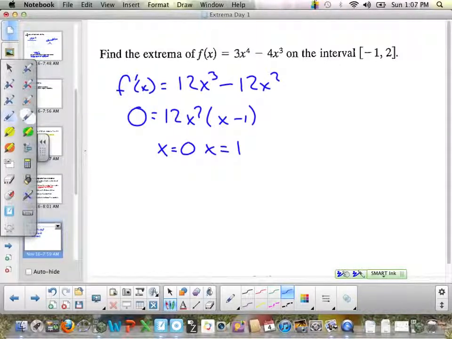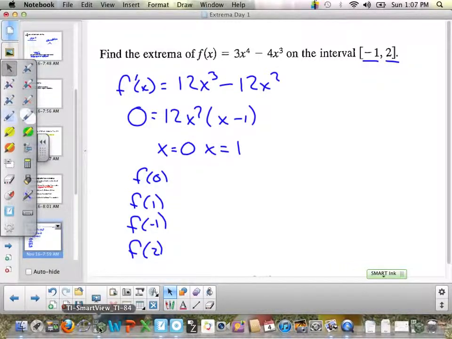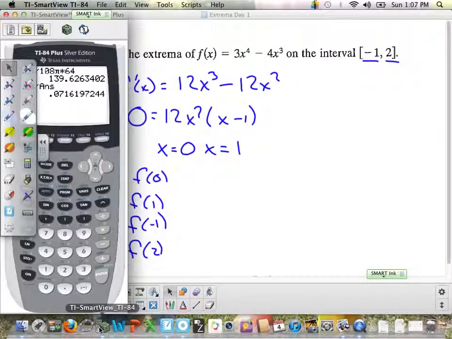And on our interval, -1 to 2, we need to check our critical numbers and our endpoints. And I'm going to use the graphing calculator as an aid to do this.